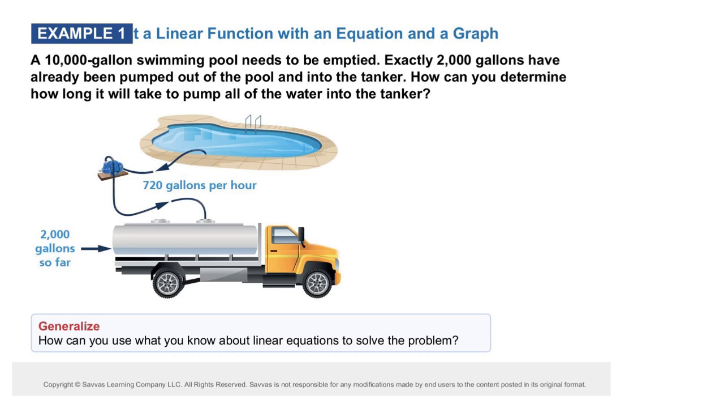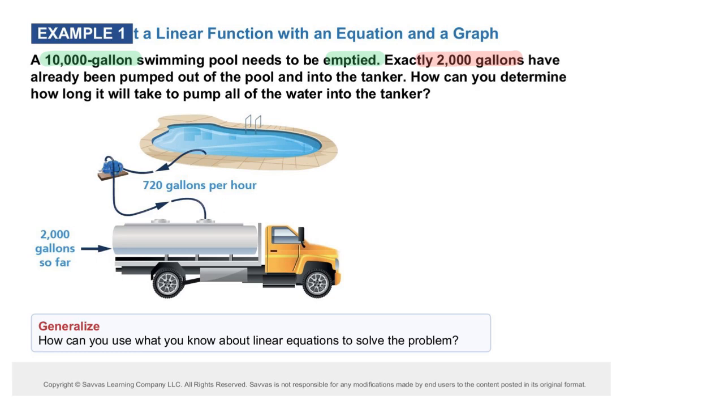All right, so we have a 10,000 gallon swimming pool, and it's going to be emptied. And it looks like 2,000 gallons are already out of the pool and in the tanker truck. How can you determine how long it will take to pump all of the water into the tanker?